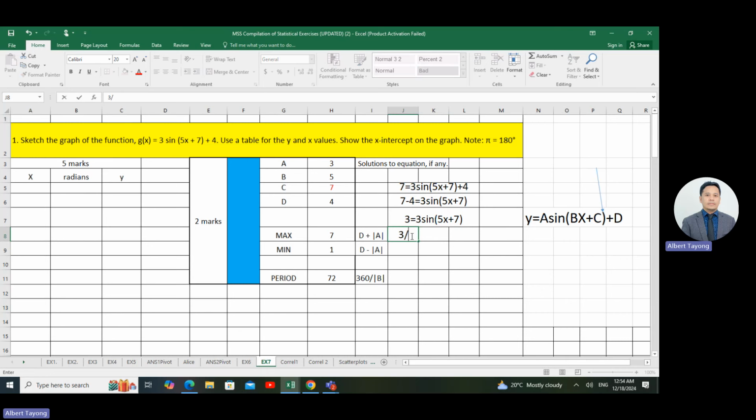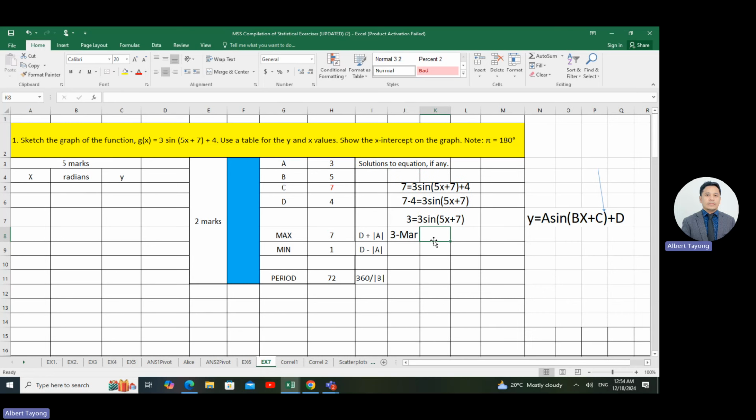So this is 3 over 3. And here, okay, if this happens, maybe you can put a space, 3 over 3. Okay. So space 3 over 3. So the date will not appear. And here space equals 3 sine 5x plus 7 divided by 3 also.